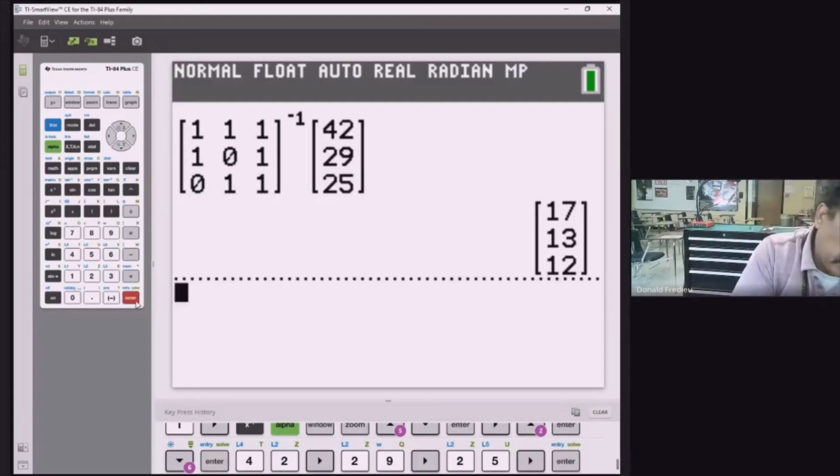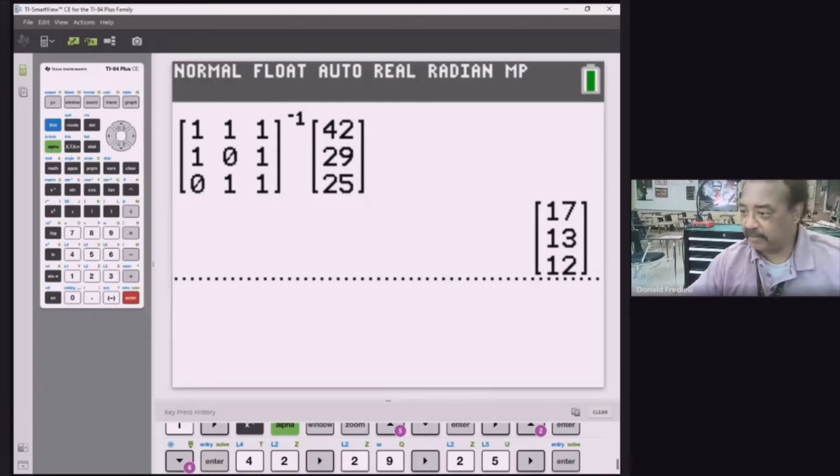And our solution becomes 17, 13, and 12. Now be careful the way you write this because it has to follow the order of your original system. So that's 17 blue books, 13 red books, and 12 green books. Now let's go back and check to see if we got that correct.